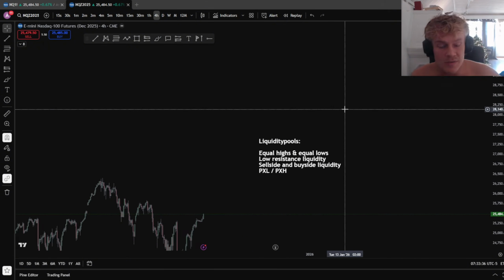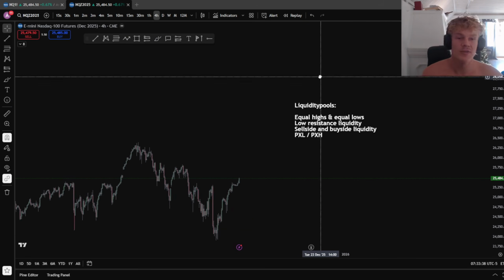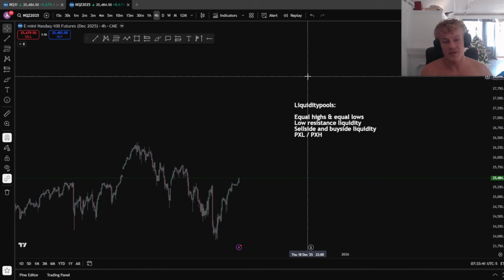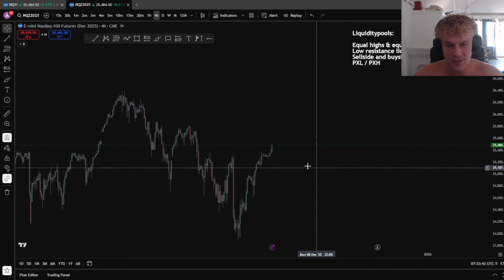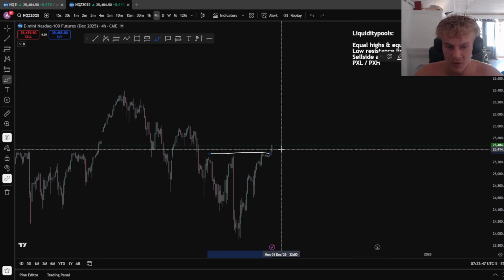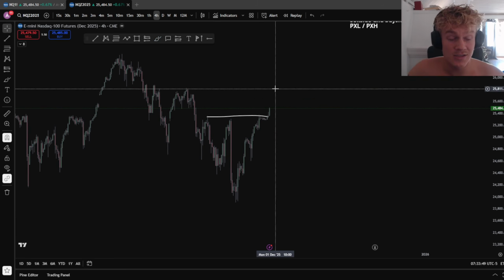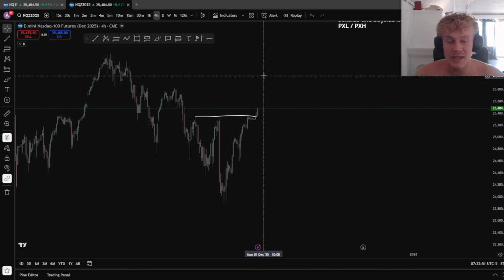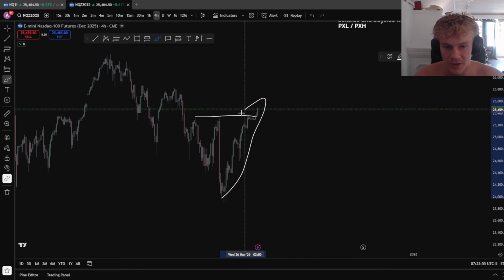Now, liquidity sweeps don't always mean a reversal. It can sometimes mean that we have, for example, these equal highs. I wouldn't really count these as a liquidity pool that we would reject from. I would rather count this as a draw on liquidity, aka where I would want price to go towards now that we have flipped into a bullish trend.